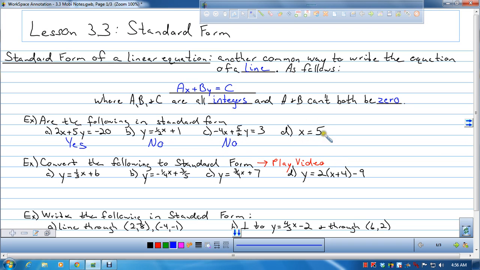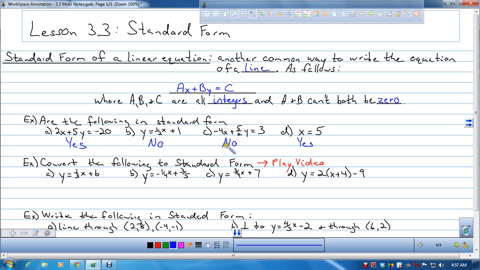And lastly, you might have been tempted to write no. However, this is in fact in standard form. What happened is my b value was 0. Remember, both a and b can't be 0, but one of them can be. And we're going to talk about this type of line, where x equals some integer or y equals some integer, a little later in today's lesson.